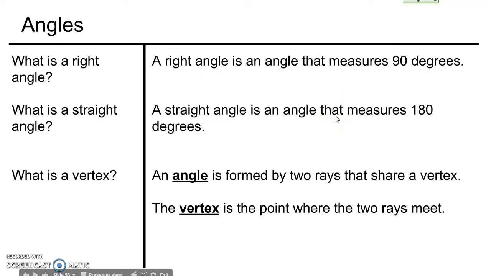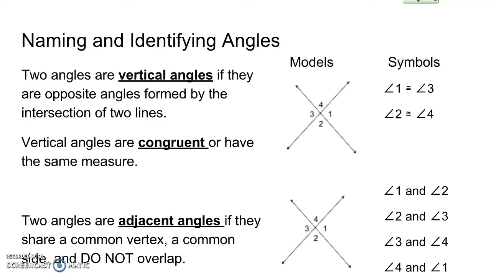First, a few terms you need to make sure you know. Remember, angles is a lot of vocabulary. You need to know what the different types of angles mean. For a right angle, know that that's a 90-degree angle. A straight angle means a 180-degree angle. A vertex is the point where two rays meet, and that forms an angle. An angle is formed by two rays that share a vertex. So those are some terms you need to know.